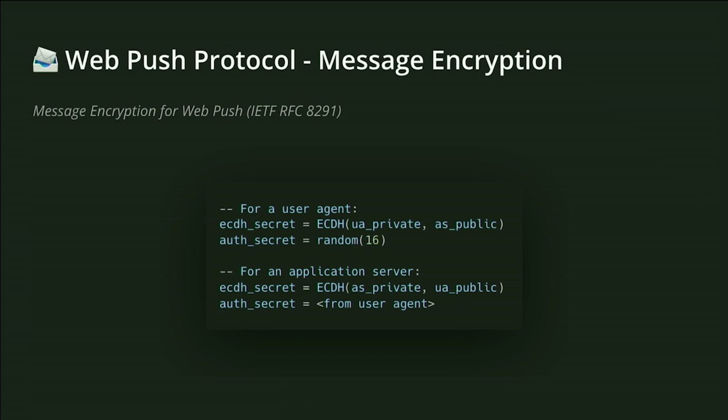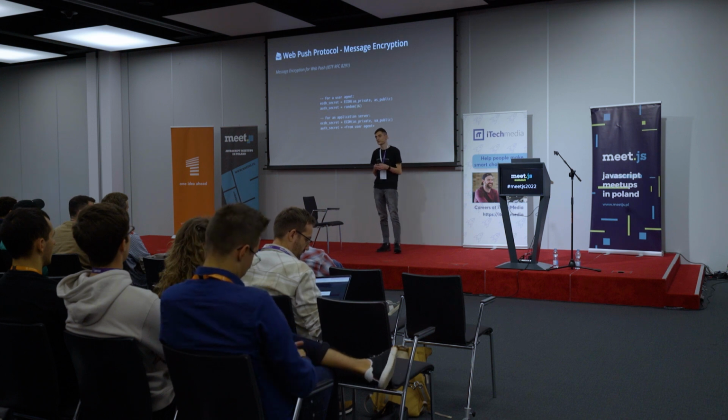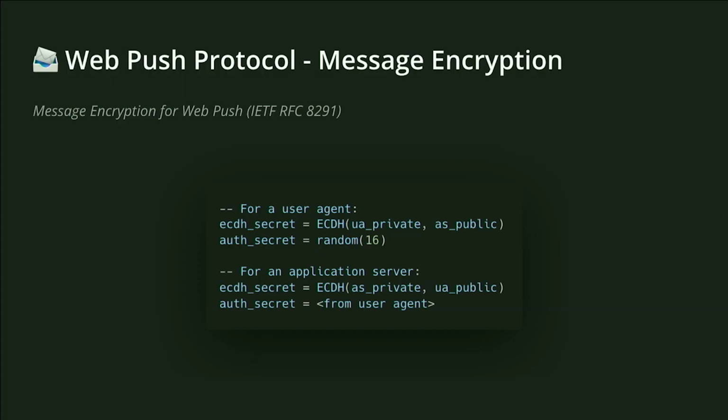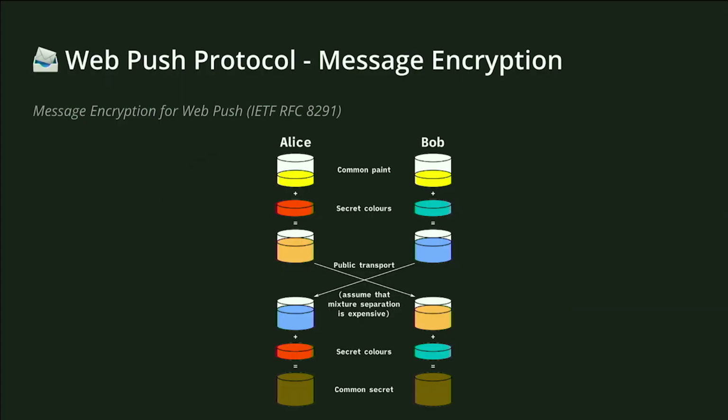And this is just randomly generated on the user agent. This is this auth part. And then the application server uses this directly from the push subscription object. It's actually pretty complex, but I have found this really beautiful representation, explaining the complex math using something that we already know. So this is the elliptic curve Diffie-Hellman algorithm explained using mixing paints.